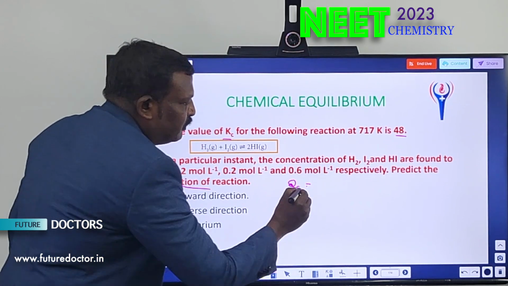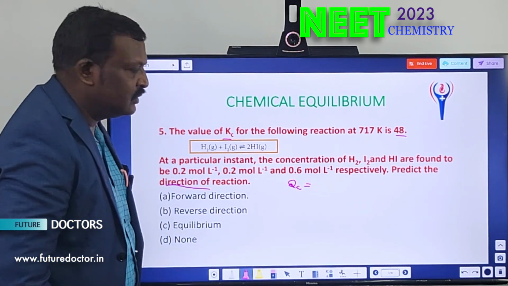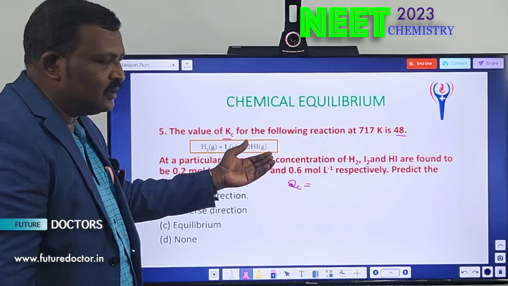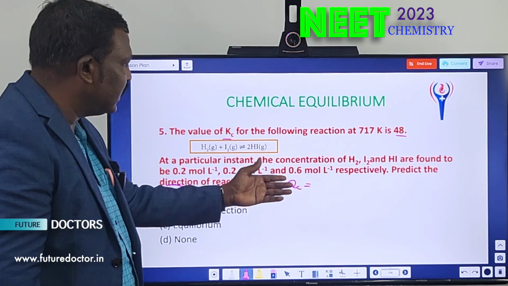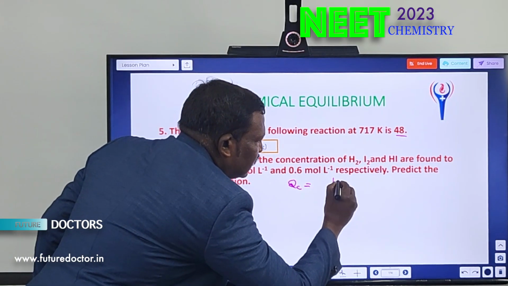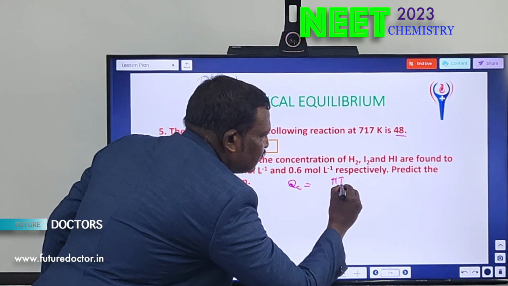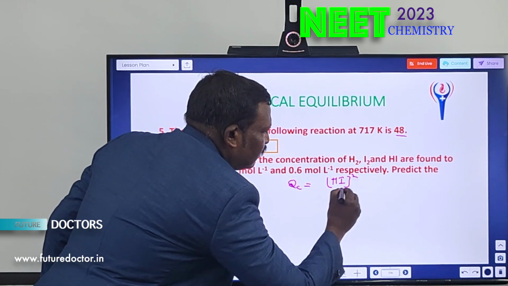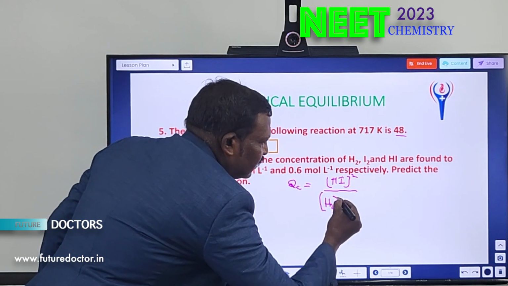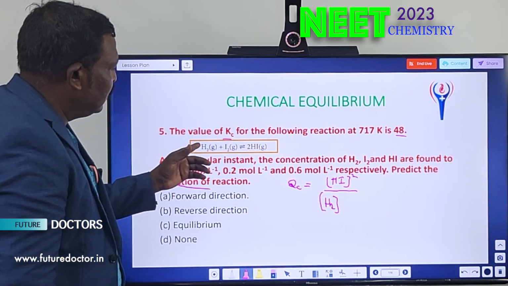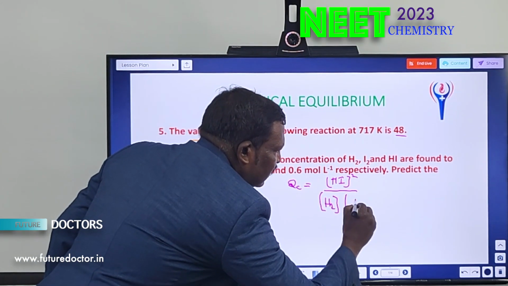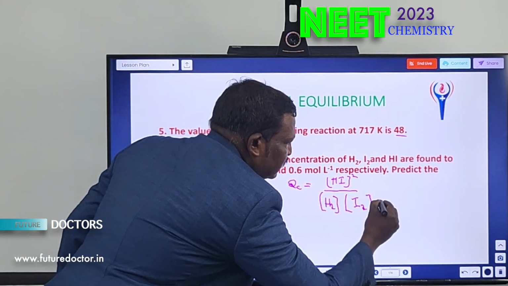It is applicable for a non-equilibrium reaction. So it is a reaction quotient. Just like how we write Kc, we can write Qc also: product concentration by reactant concentration. So concentration of HI, the whole power 2, simple. Concentration of H2, here no coefficient, so simply H2 only. Then concentration of I2. Understood? Simple. Then substitute the values.